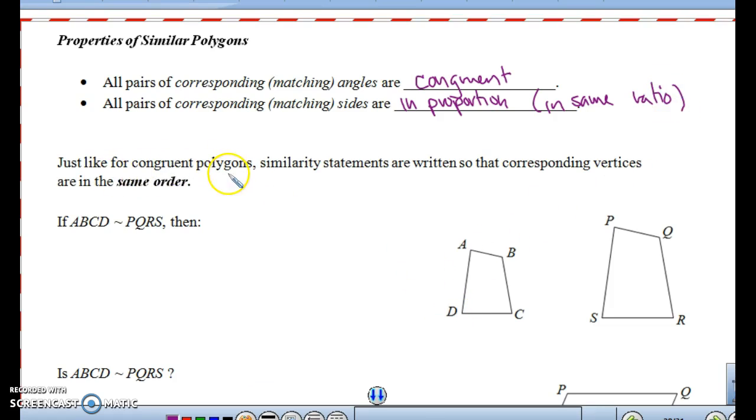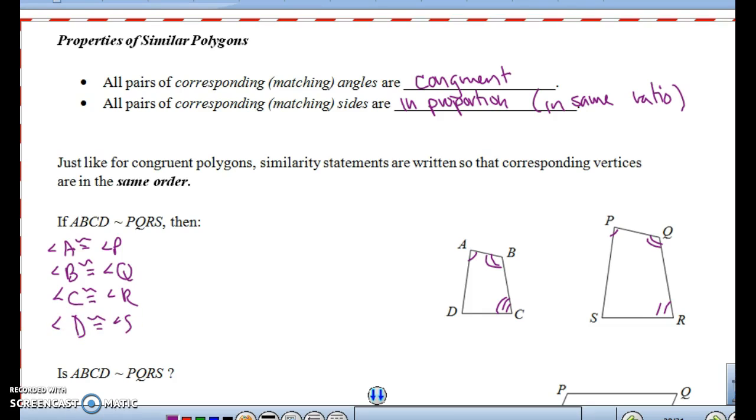Just like for congruent polygons, similarity statements are written so the corresponding vertices are in the same order. So if ABCD is similar to PQRS, that means angle A will be congruent to angle P, angle B will be congruent to angle Q, angle C will be congruent to angle R, and angle D will be congruent to angle S. Now the sides also have to be in proportion. We'll talk about those in the next lesson.